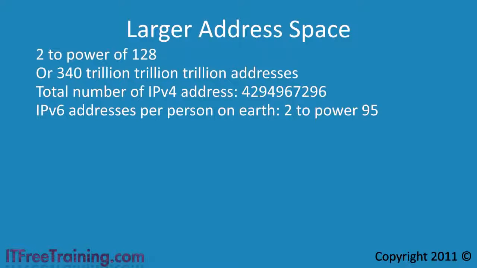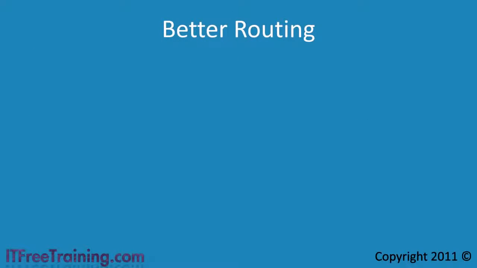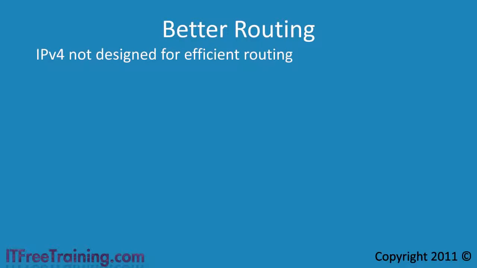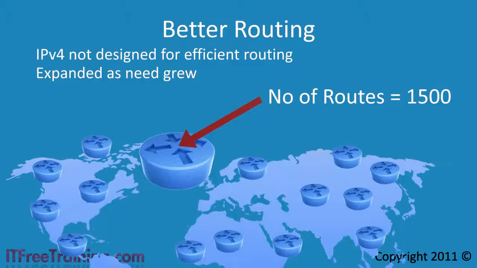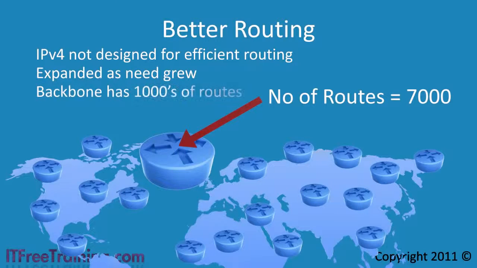The larger IP address space also allows you to have better and more efficient routing. IPv4 was not designed around efficient routing. It was expanded and allocated based on the need at the time. Because of this, Internet backbone routers have thousands of routes on them. IPv6 backbone routers, in comparison, have a smaller amount of routes. To understand IPv6 better, let's have a look at how IPv6 addresses are configured.